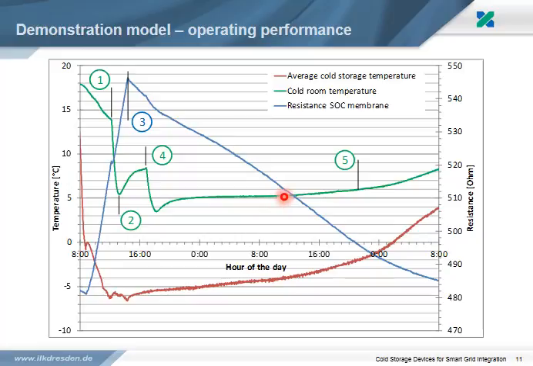Due to exhausting storage capacity, the cold room temperature exceeded 6 degrees Celsius in point 5. That means, in this case, we have more than 30 hours between switch off of the cooling unit and excess of a certain temperature. The resistance curve of the state of charge sensor increases steeply during the charging phase and shows a smooth and nearly time proportional characteristic during discharge.